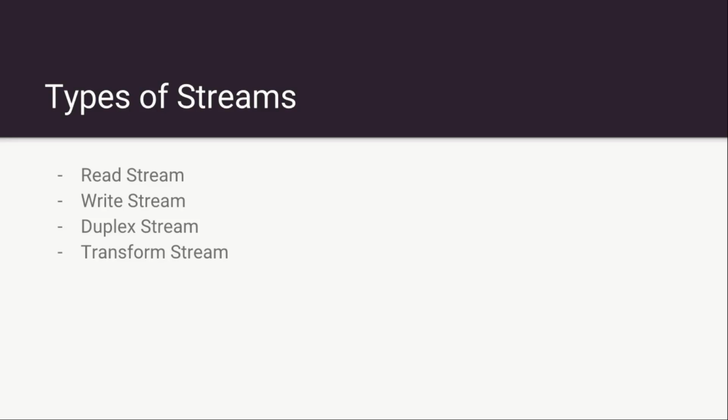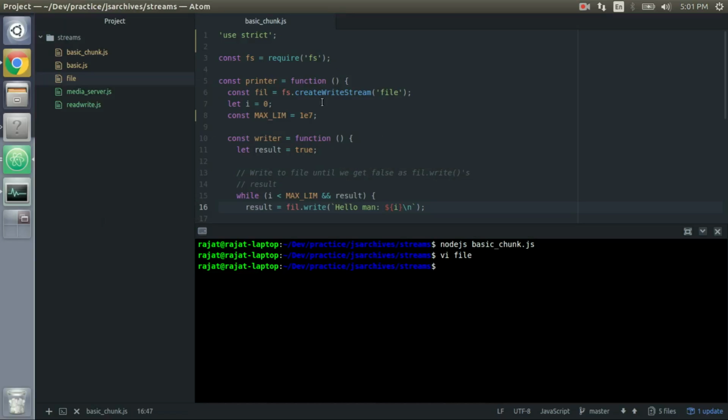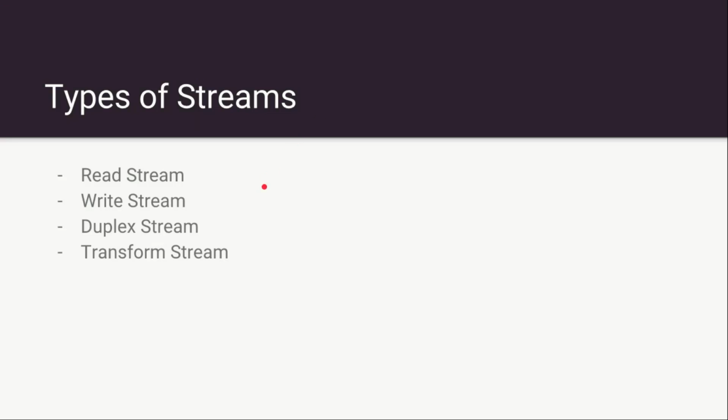Okay, so as in our earlier example, we have created a write stream, and that write stream is going to write all of the data to a file, and that file is also a destination of where this stream should write data to. Okay, and the third one is the duplex stream. Now duplex stream is a combination of these two, so you can read the data from the duplex stream and you can write the data to the duplex stream as well.